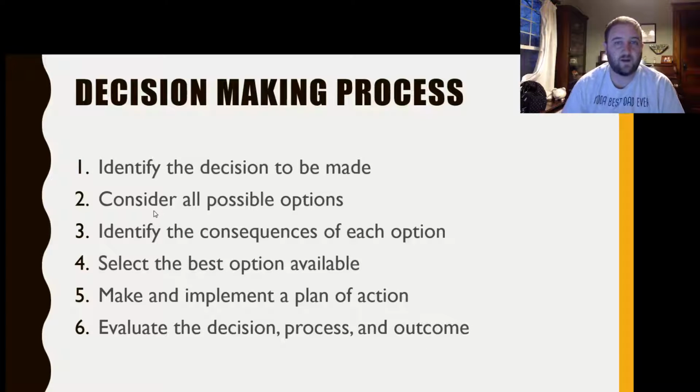So basically, I want to go through a decision-making process. There's 6 steps that the book lays out as a decision-making process. The first thing is to identify the decision that has to be made. Okay? Identify the decision that has to be made.